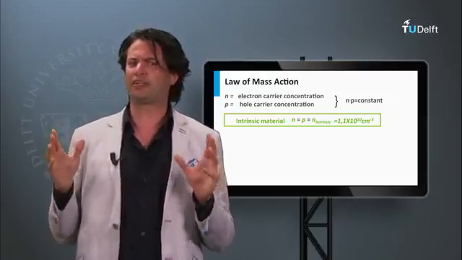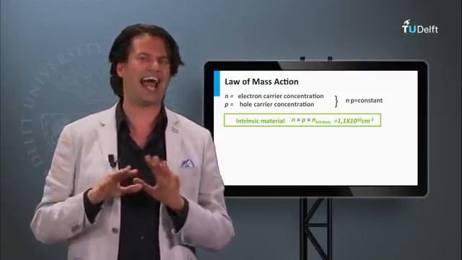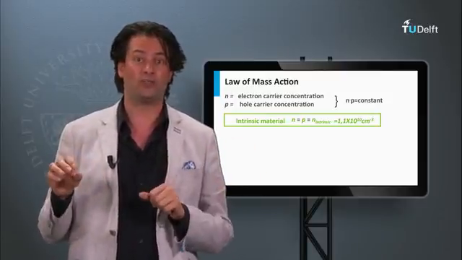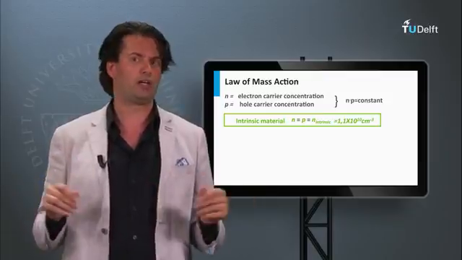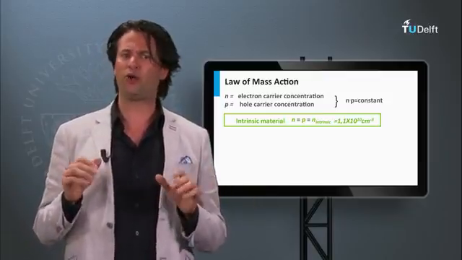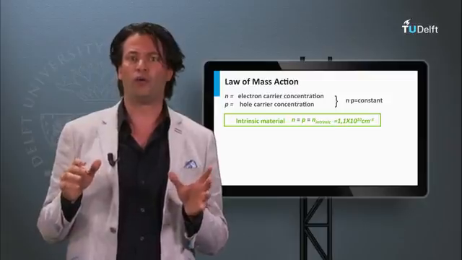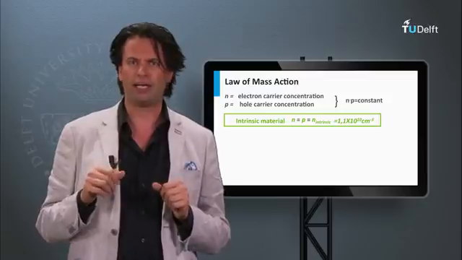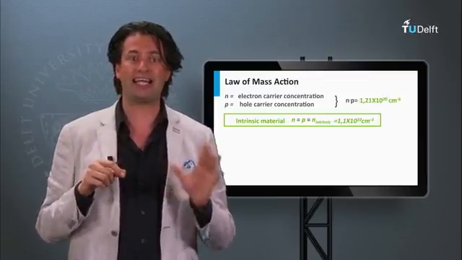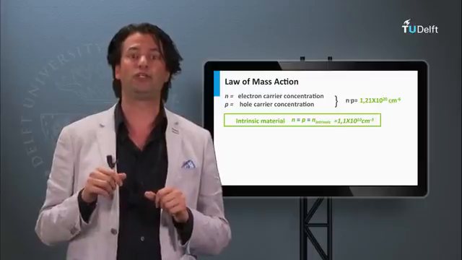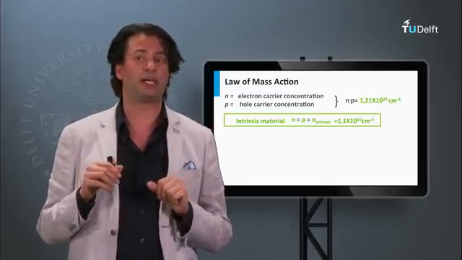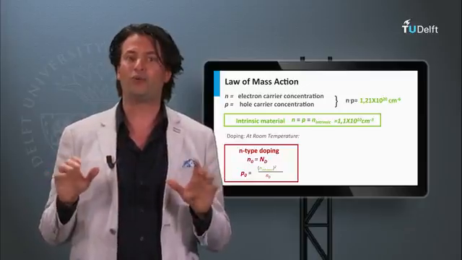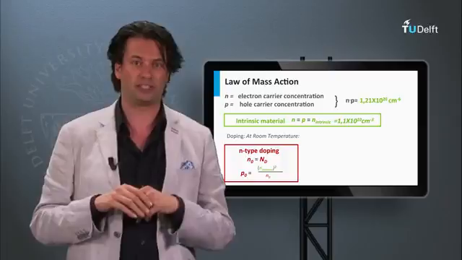So let's consider intrinsic silicon. This is silicon without any impurities. At room temperature, the electron density N and the hole density P are equal. For silicon, the electron and hole density is in the order of 1.1 times 10^10 per cubic centimeter. This means the product N times P is equal to 1.21 times 10^20 per square cubic centimeter. Now we consider an N-doped silicon material.